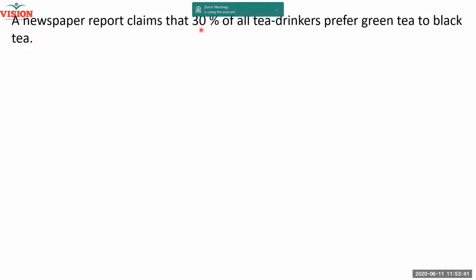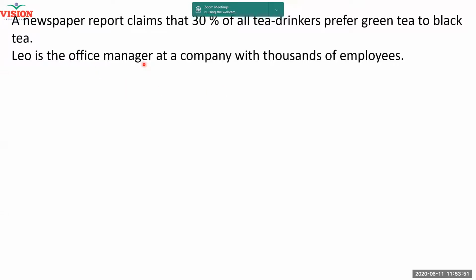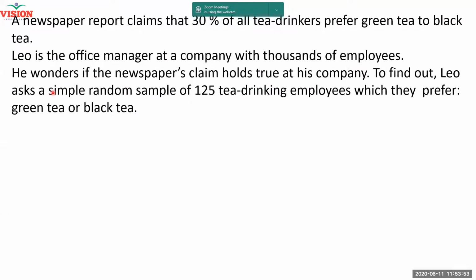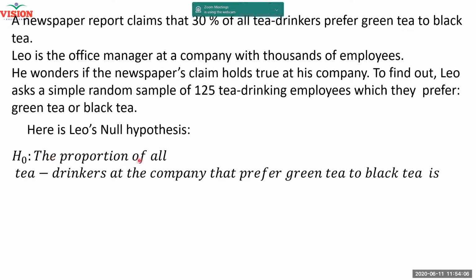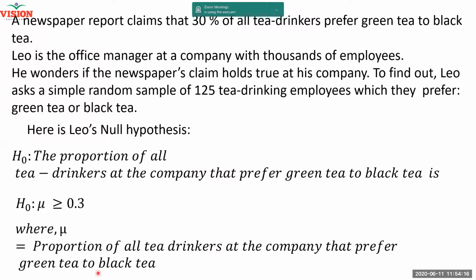A newspaper report claims 30% of all tea drinkers prefer green tea. 30% of tea drinkers prefer green tea over black tea. They don't prefer black tea. Leo is office manager at a company with thousands of employees. He wonders if the newspaper's claim holds true. To find out, he asks a random sample of 125 tea drinking people which they prefer, green tea or black tea. Leo's null hypothesis: the proportion of all tea drinkers at the company that prefer green tea to black is greater than or equal to 0.3, right? 30%.